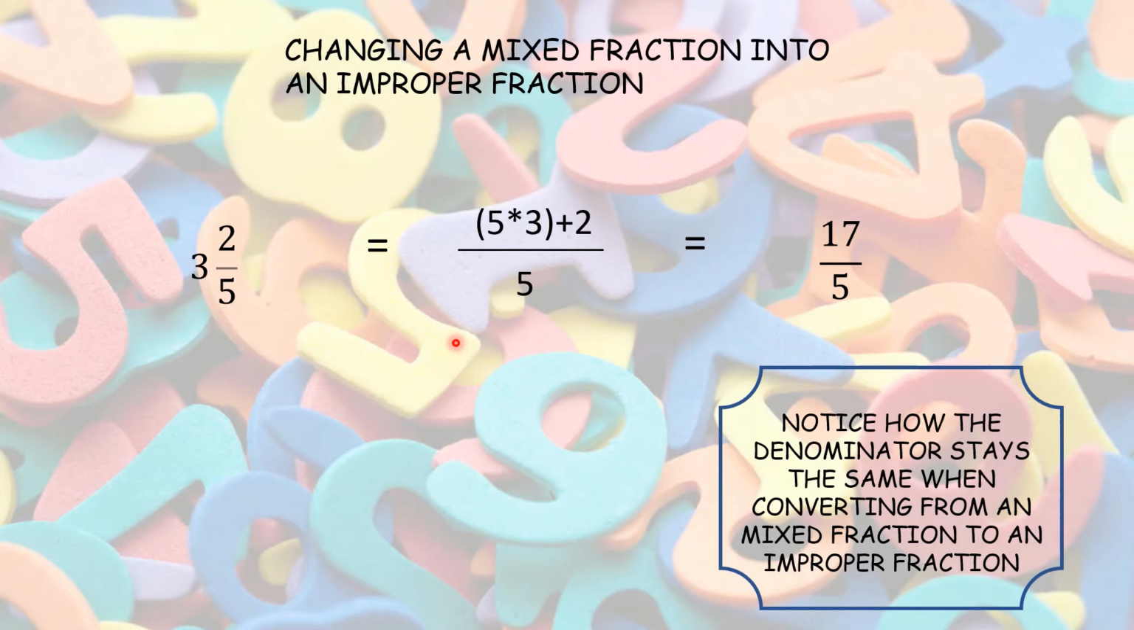So here also, you notice the denominator stays the same when converting from a mixed fraction to an improper fraction. Whether you convert a mixed fraction into an improper fraction, or an improper fraction into a mixed fraction, the denominator always remains the same during the conversion process. Hope you guys are clear with how we change a mixed fraction into an improper fraction, and an improper fraction into a mixed fraction.